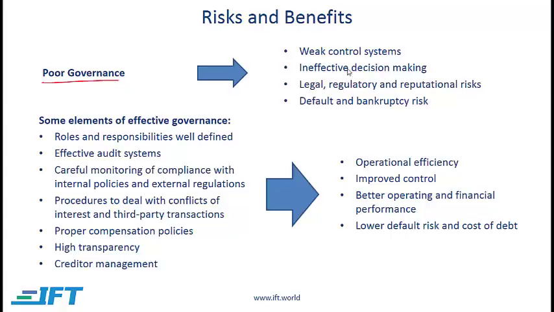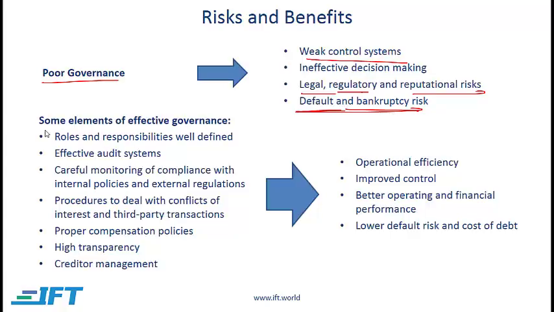Poor corporate governance can lead to weak control systems. When we have weak control systems, there is inefficient monitoring, and one stakeholder group can benefit at the expense of the company. With poor corporate governance, there will be ineffective decision making. It can lead to legal, regulatory, and reputational risks. And poor governance can also lead to default and bankruptcy risk.